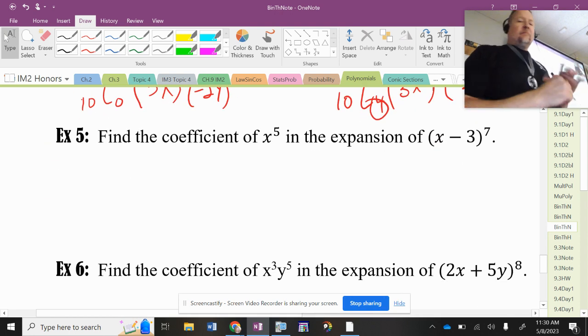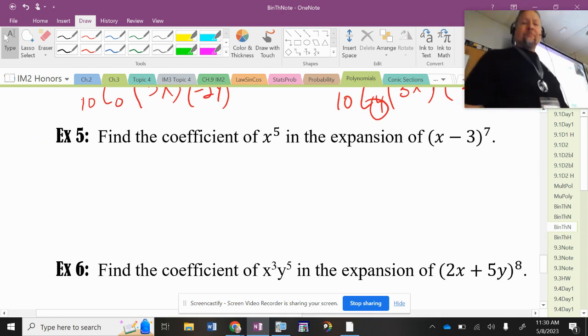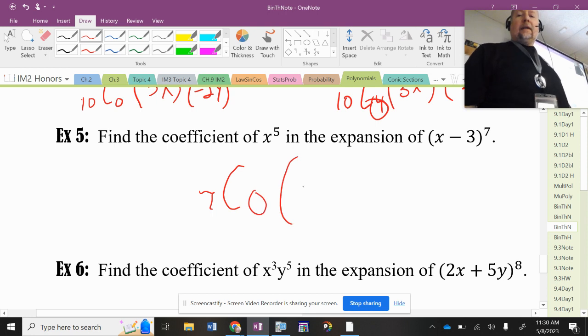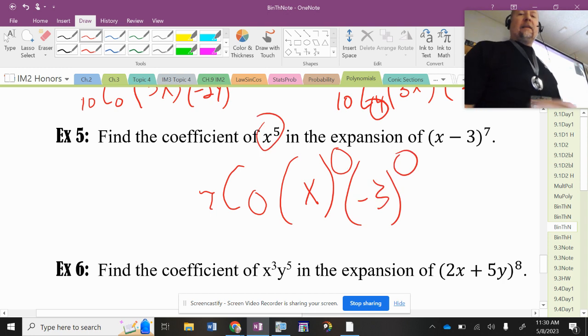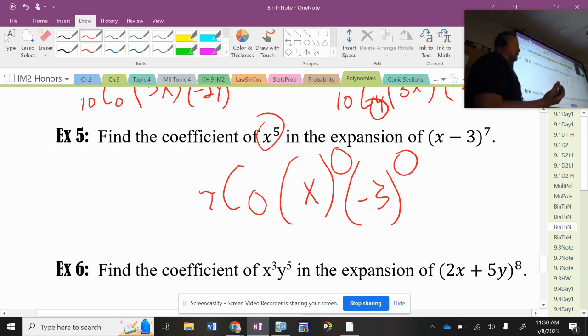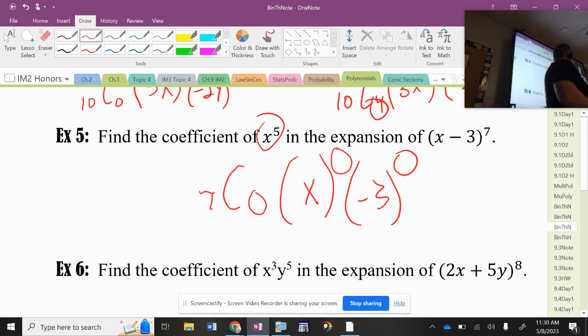Okay, next one, and then I'll show you the calculator work. This is a lot easier because here's what you really have to look at on this. It's 7c something, and then it's x raised to the something, negative 3 raised to the something, and this gives it away. Find the coefficient that makes it x to the 5th. So what is this right here? What's in the middle? Tell me. 3, 2, 1, go. 5.